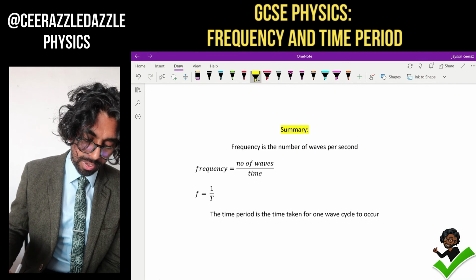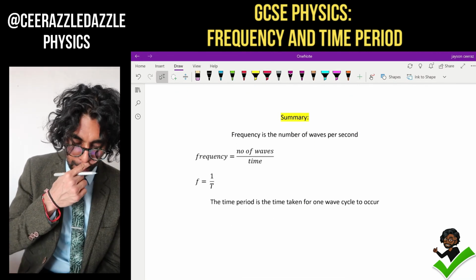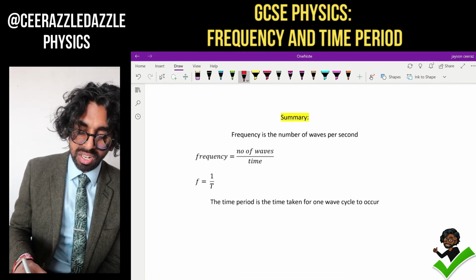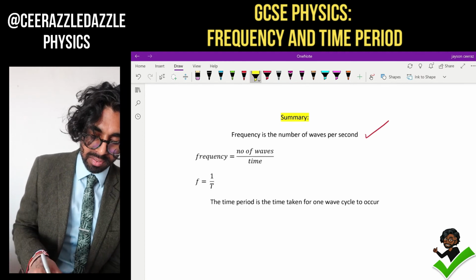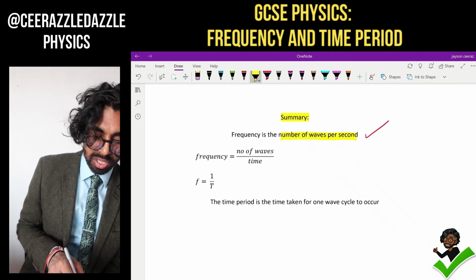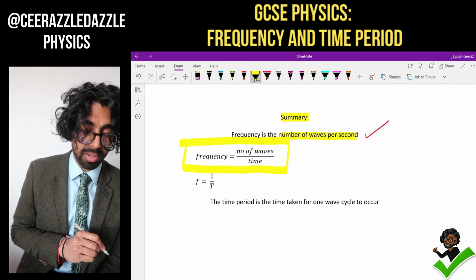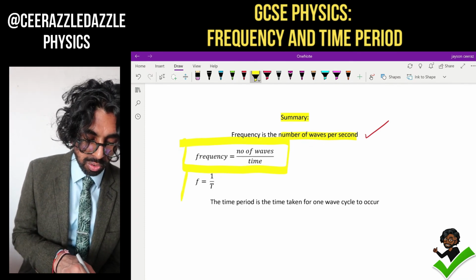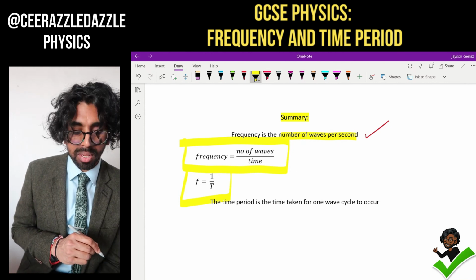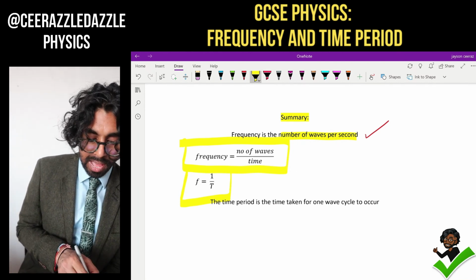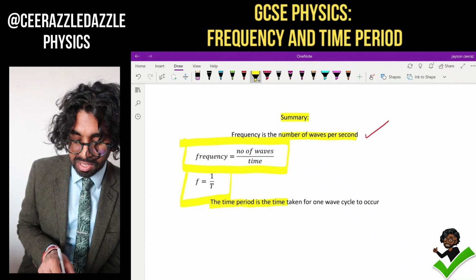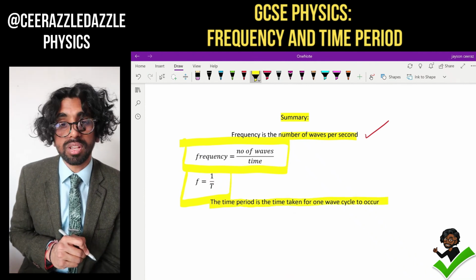Now, scrolling down, summary. We have the following points. Frequency is the number of waves per second. Frequency is also the number of waves divided by the time. Frequency is also 1 divided by the time period. And the time period is the time taken for one wave cycle to occur.